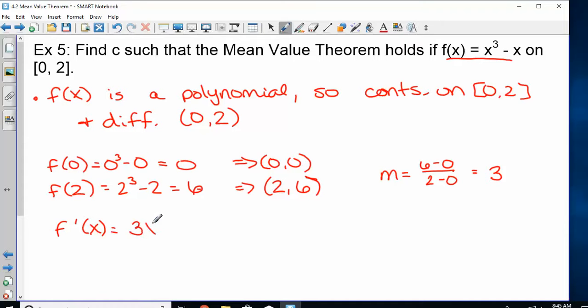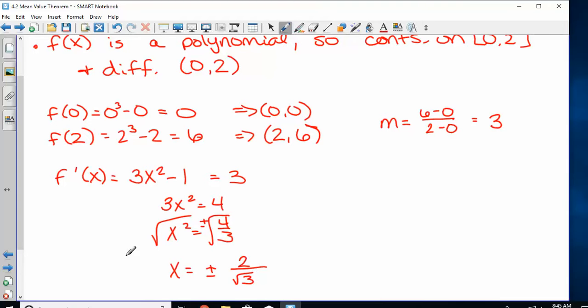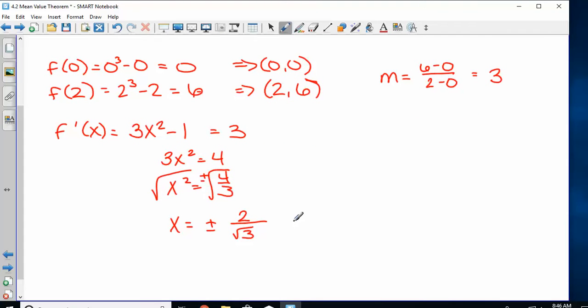It would be 3x squared minus 1. Then we set it equal to 3. And we're going to solve. Add 1. Divide by 3. What would you do now? Square root, plus and minus. Square root of 4 is 2 over the square root of 3. And of course we can't leave the radical on the bottom.